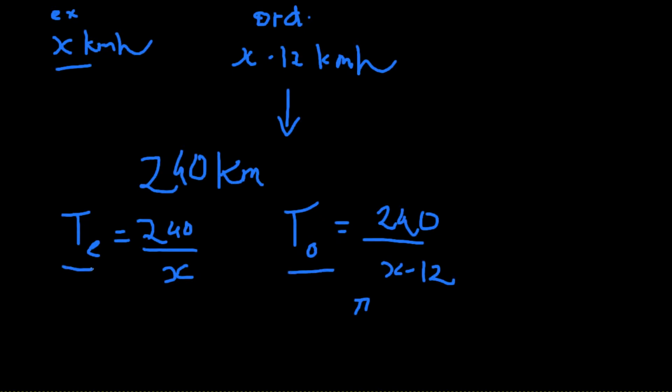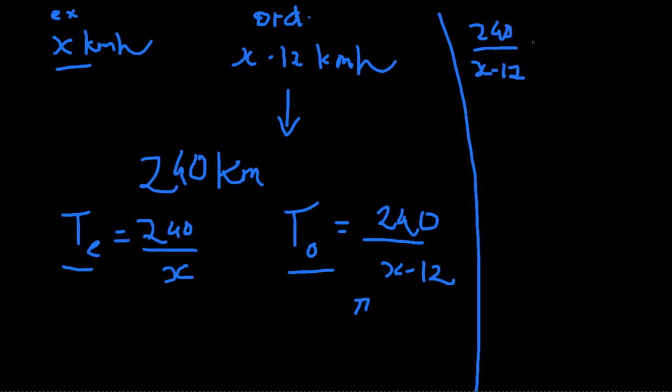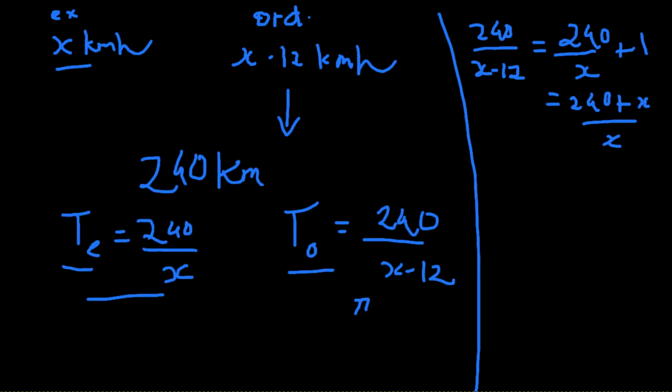So I'm going to continue it here. 240 upon x minus 12 is equal to, now this time is 1 hour longer than this time. So we could write time taken by the express train plus 1: 240 by x plus 1. Now, the best way to do this would be to first take the LCM. So you get 240 plus x upon x, then you just cross multiply over here. I'm going to write it here so you could see the cross multiplication.